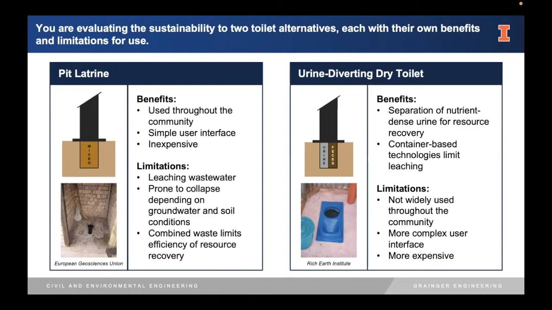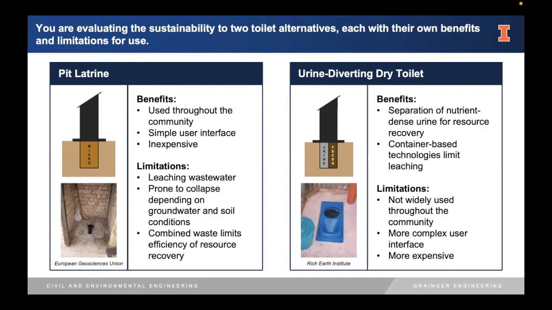And so for the pit latrine, a benefit is that it is widely used throughout the community. So people understand how to use these, what operation maintenance is required. A big pro as far as the longevity of people using this toilet. It's also very simple and potentially less expensive than the alternative. Some limitations is that the pit itself could potentially lead to leaching of wastewater into the environment. It can be prone to collapse depending on the groundwater and soil conditions. And then if you're interested in recovering resources, specifically nutrients from the waste, having the waste solids and liquids combined together could potentially reduce the efficiency of your resource recovery.